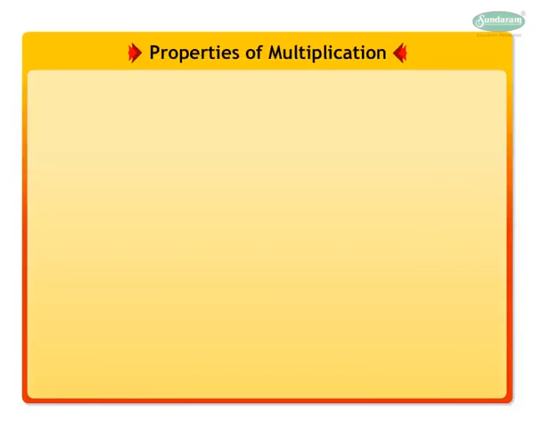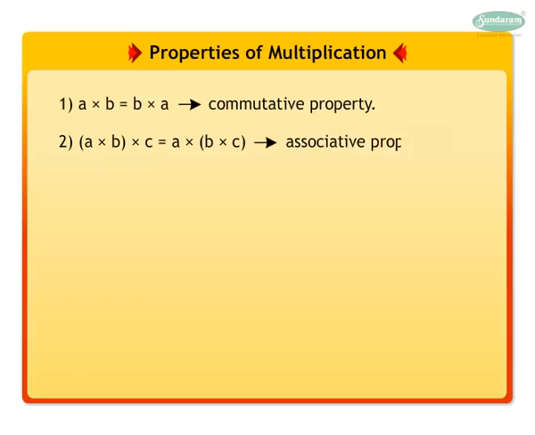Properties of multiplication. 1. The product obtained when A is multiplied by B is the same as when B is multiplied by A. This is again commutative property in the operation of multiplication. 2. The result obtained when C is multiplied with the product of A and B is the same as when A is multiplied with the product of B and C. This is associative property. 3. When A is multiplied by 1, the result is A. This property is called multiplicative identity.